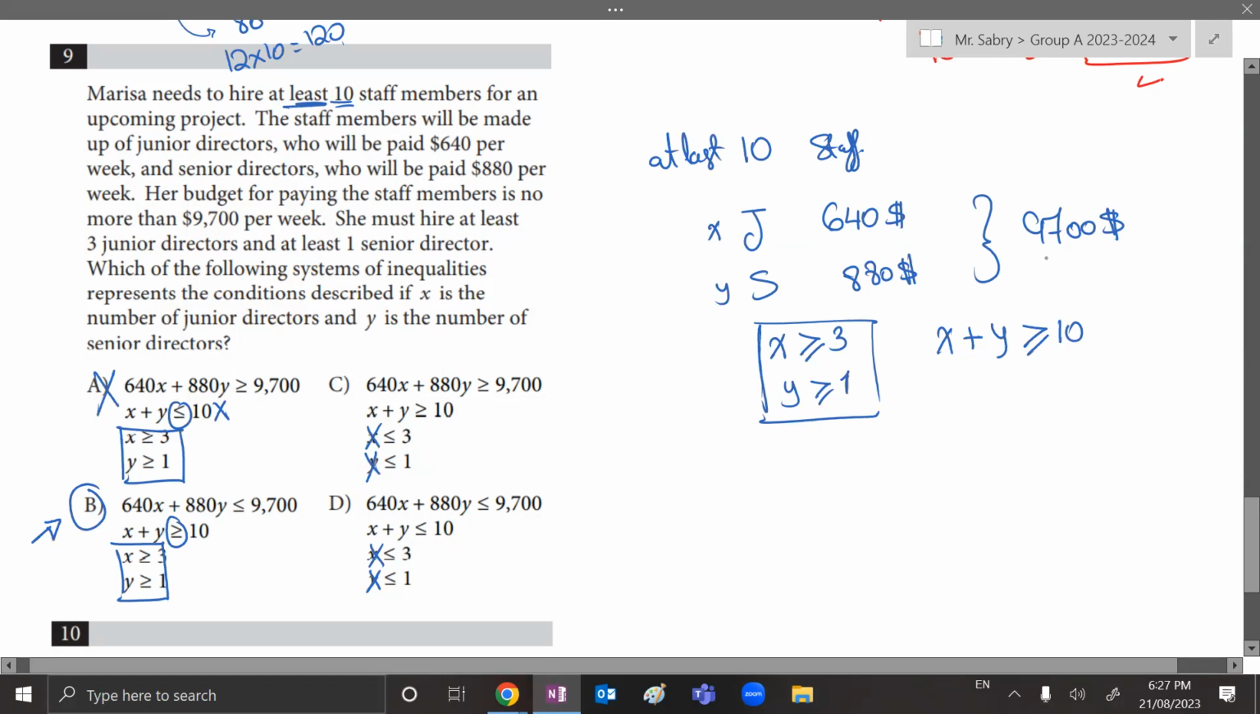Finally, if I wanted to calculate the overall amount of money, I'll multiply the dollars for the juniors by the number of juniors, and the dollars for the seniors by the number of seniors, and that needs to be less than or equal to 9,700, because the maximum she needs to pay during a week is no more than 9,700.